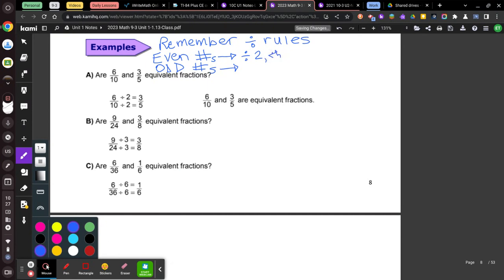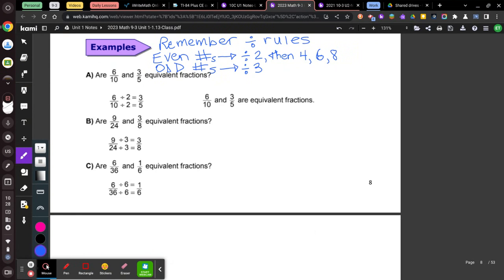And if that doesn't work, then we move to the next even number. Then we go to 4, then 6, then 8. We always start with the smallest. Start with 2. If they're both even, they should divide by 2. If it's an odd number, what number should we start dividing by? 3. Good job. So we would start dividing by 3.